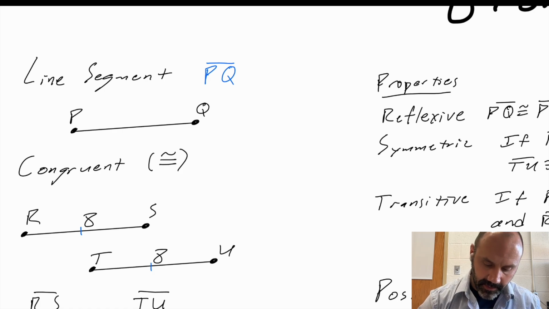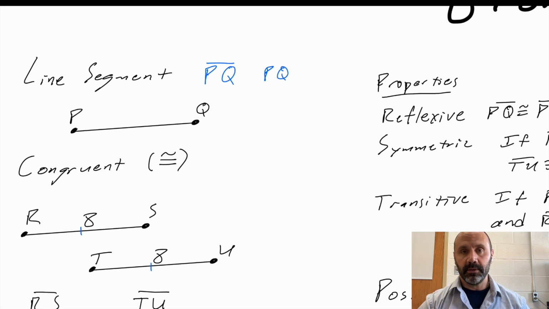If we write PQ by itself and we don't include the line above it, then we're not talking about the figure. We're not talking about the shape of the line segment. What we're talking about is the length of segment PQ. That's why it makes a difference. We write the line above it, we're talking about a shape, we're not talking about a number. If we have just PQ by itself, then it actually means the length of segment PQ.